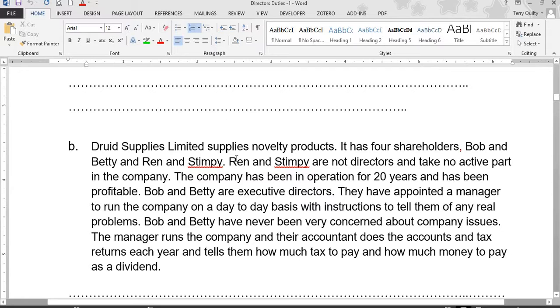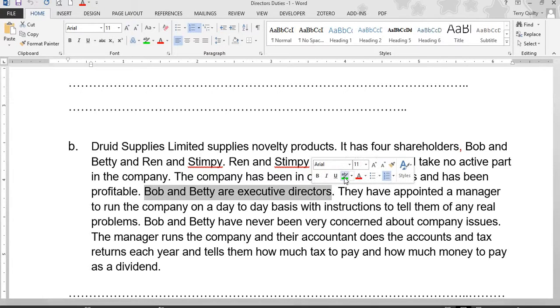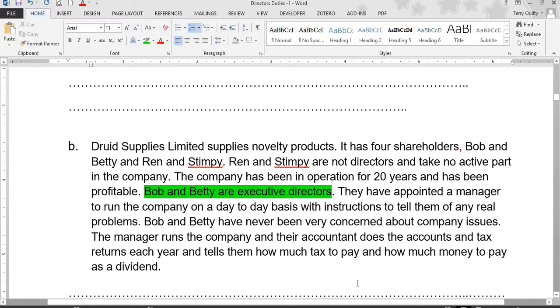The second one here, Druid supplies novelty products for shareholders. Two of them are not directors and take no active part in the company. So we have Bob and Betty as executive directors. So executive directors means directors that run the business on a day-to-day basis, whereas non-executive directors are on the board but have no day-to-day role in management.